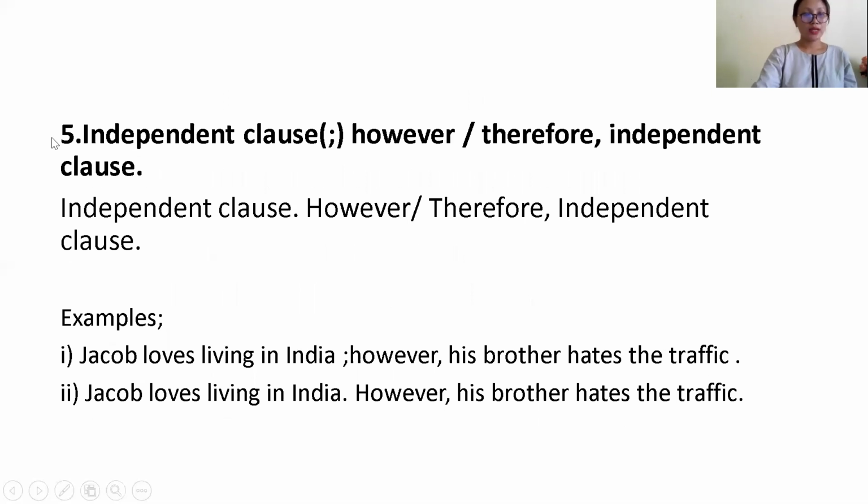Number 5. Independent clause, semicolon, however or therefore, comma, independent clause. Here, example: Jacob loves living in India. After the independent clause, I use what? Semicolon. However, either of these, however or therefore, I use however. His brother hates the traffic, means his brother hates the traffic rules.